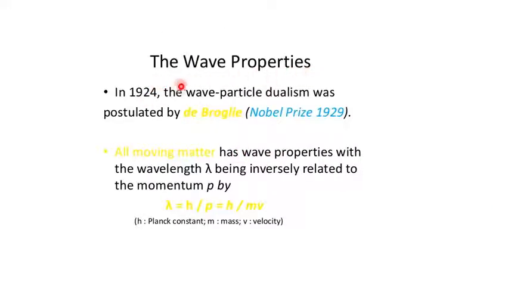The electron is a particle, but it has wave-like properties. In 1924, wave-particle dualism was postulated by de Broglie, and you have already studied the de Broglie equation. Moving particles have wave properties, with the wavelength lambda being inversely related to the momentum p. Lambda, the wavelength, is equal to Planck's constant divided by momentum. Momentum is mv. So momentum is the property of the particle, and lambda is the property of the wave. So wavelength and momentum are inversely proportional to each other.